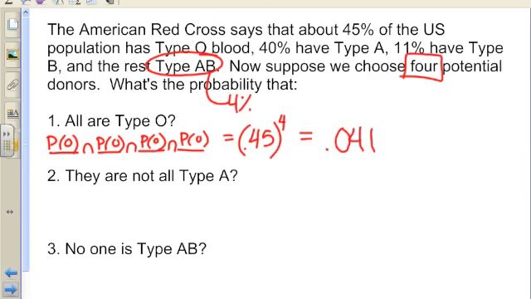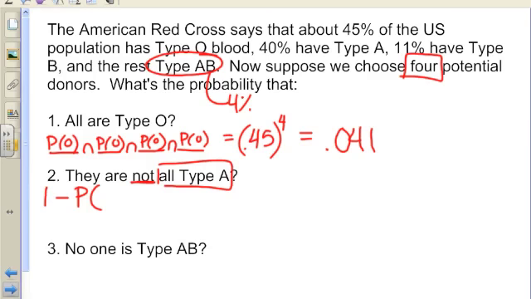All right, number 2, they are not all type A. Here's a clue word, not all type A. Not, clue that I'm going to use my complement rule. So I'm going to take 1 minus, and I'm going to take away the probability that they are all type A, because that's the not piece.